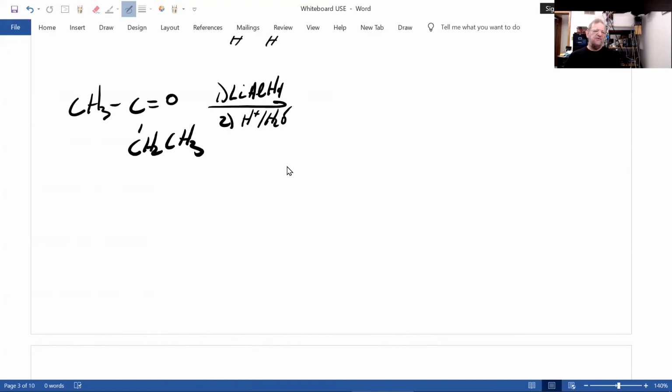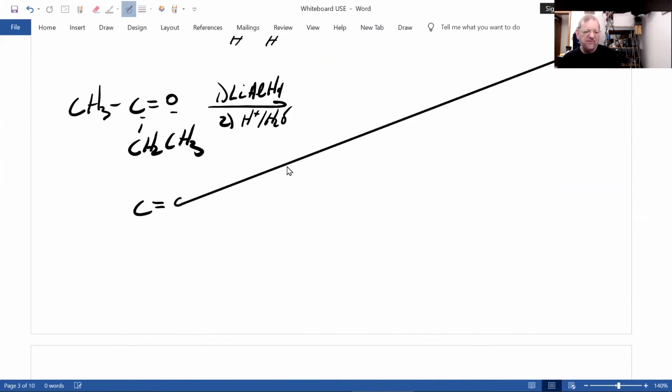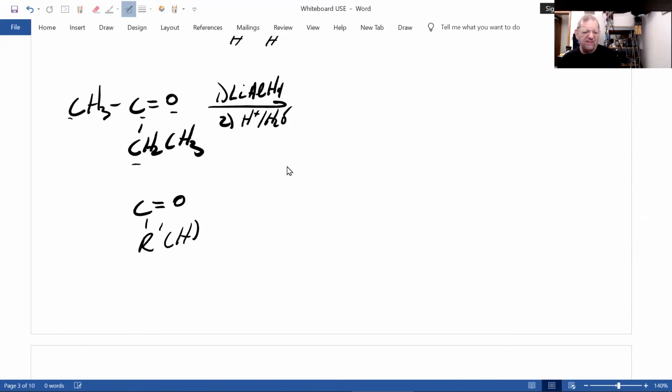And if I were to ask you, what's the organic product or products of the following, you'd look at this and say, what do I have that's different? Oxygen double bond to carbon, carbonyl. It's got carbons here and here. And therefore, I have a ketone. It could have been an aldehyde. Reacted with first lithium aluminum hydride. Second step, acid, water.